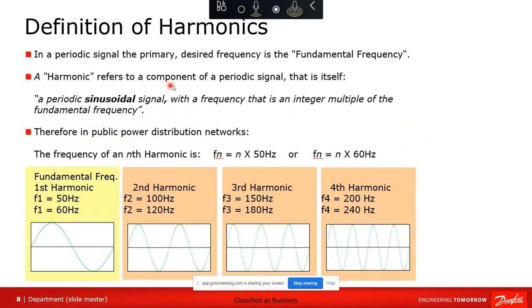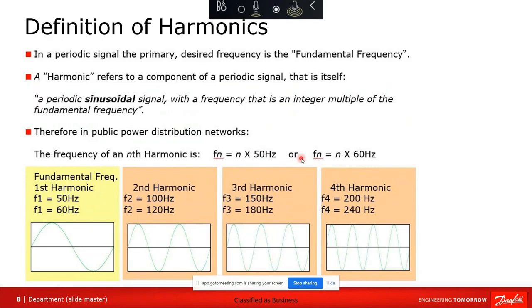As we talk here, harmonics refers to a component of the periodic signal. The fundamental frequency we said is 60 hertz. Sorry, Danfoss is an international company. In Europe, they do 50 hertz, so that's where that comes from. So 60 hertz here in the US, a second harmonic would be 120 hertz. The third harmonic would be 180 hertz, and so on and so forth.